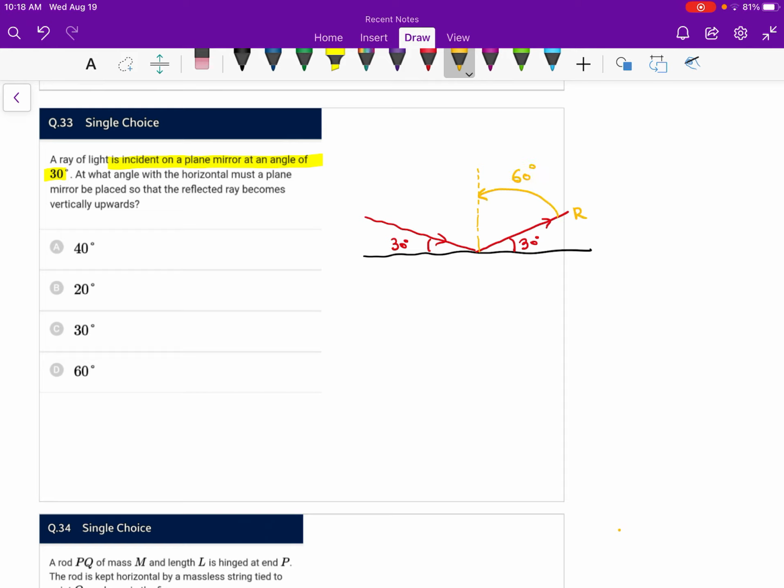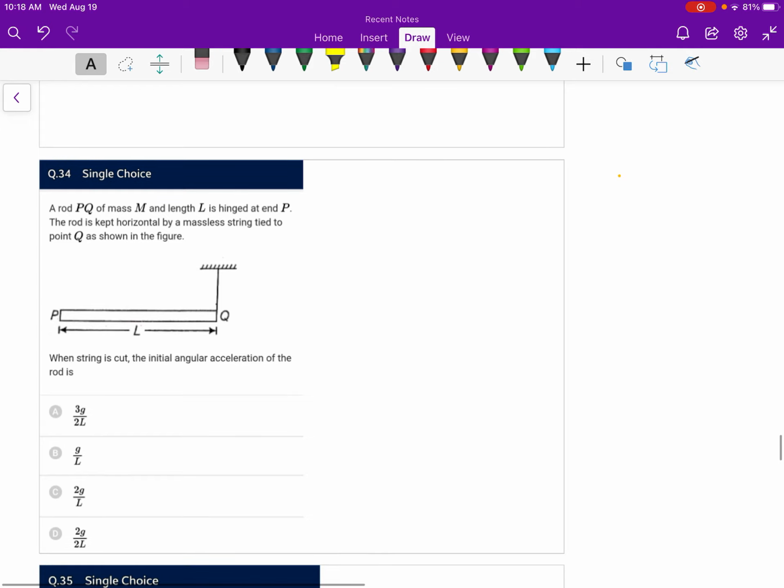For this, the mirror should be turned by 30 degrees. As we know, if the mirror is turned by theta, for the same incident ray, the reflected ray turns by 2 theta. So the mirror should be turned by 30 degrees, so the angle of the mirror from horizontal should be 30 degrees. So C is the correct option.